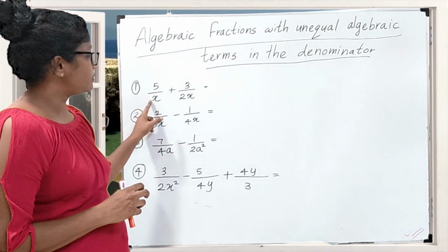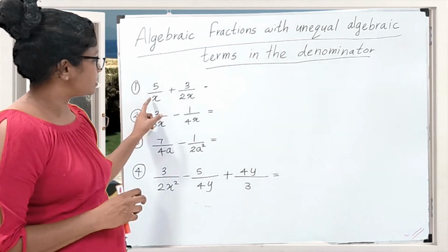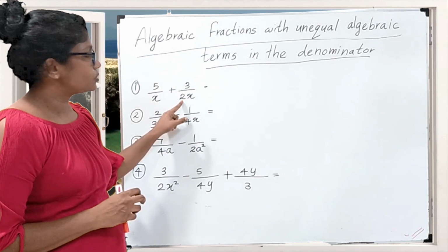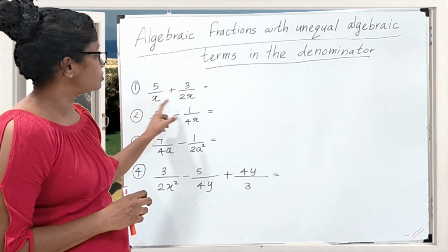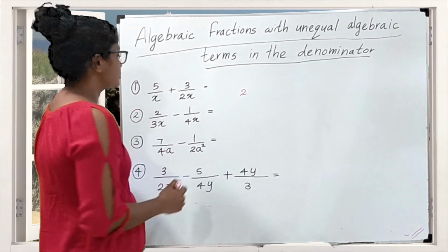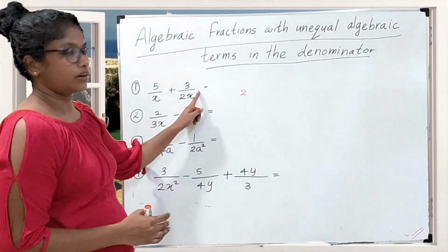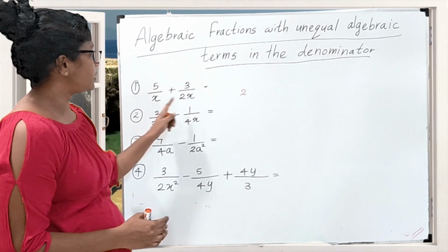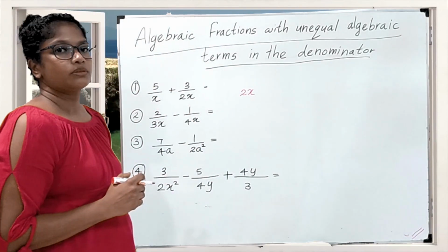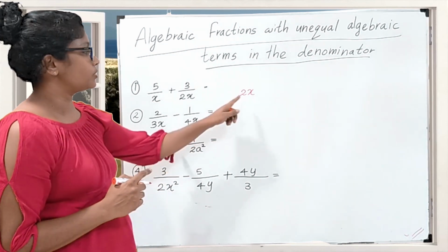The numerical value here is 1. That means the coefficient of x is 1. Here 2. From 1 and 2, we can get the value 2. x to the power 1, x to the power 1, so the same value. So it becomes x. So the common denominator here is 2x.